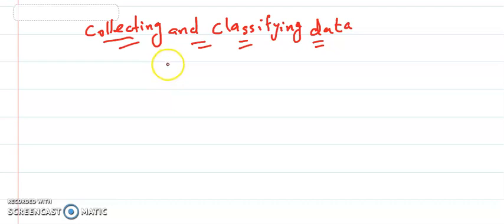And today's topic in this video tutorial that we are going to learn is collecting and classifying data. Before moving to the topic, there are a few vocabulary words that you have to remember, that we have to use in this lesson. The first vocabulary word that we will use is frequency.